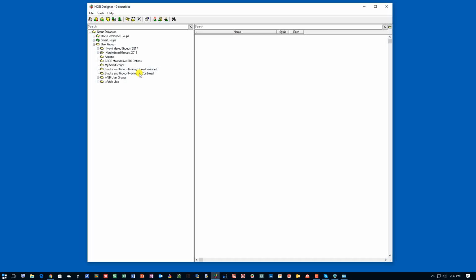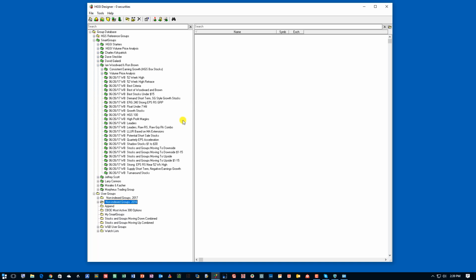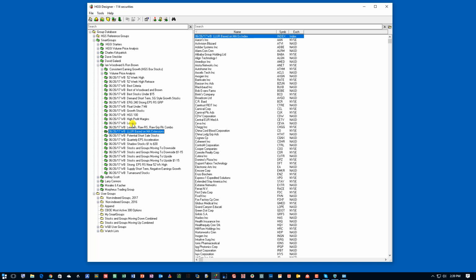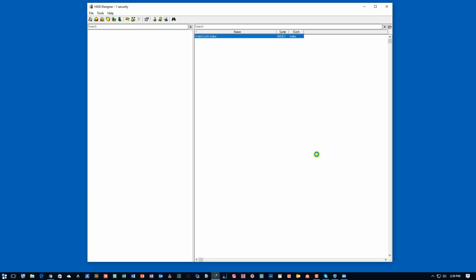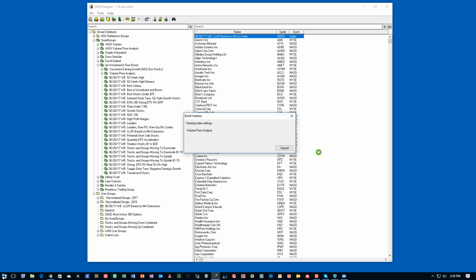I'm going to go into my designer, and the smart group that I'm going to drag down is under Woodward and Brown. It is the LLUR, or lower left upper right charts based upon moving average extensions. Now this varies day to day. Any stock which meets the requirement of the filter is going to be included in this group. If you want to follow this process, just drag it down to the user group and generate an index for this group now.